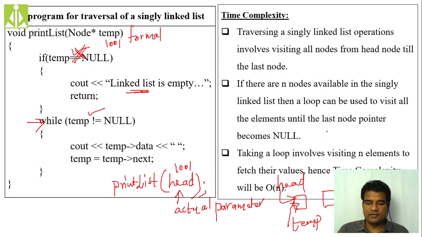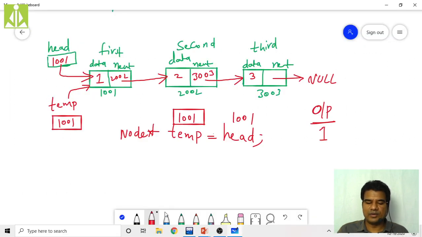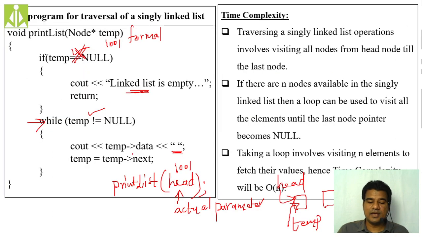Then we are giving some space, as you can see here. That space will come after this 1. The next thing we are saying is temp equals temp of next. This is very, very important.